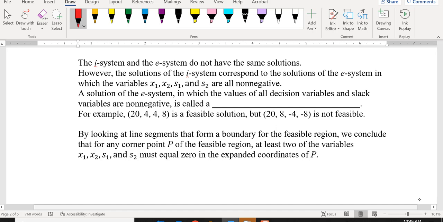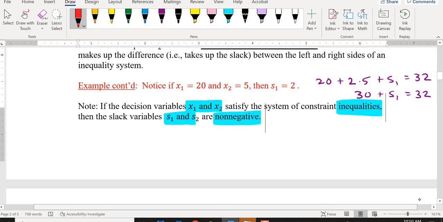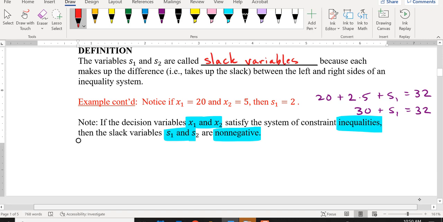The solutions to the I system are ordered pairs, and the solutions to the E system are quadruplets. However, the solutions of the I system correspond to the solutions of the E system in which the variables x1, x2, s1, and s2 are all non-negative. Remember that thing on the last page? S1 and S2 had to be non-negative. All right, so that's important.